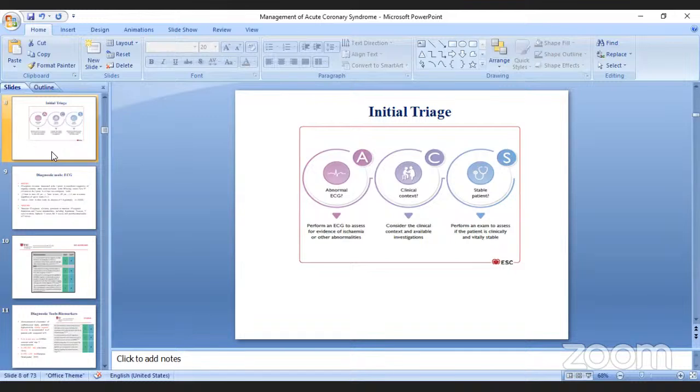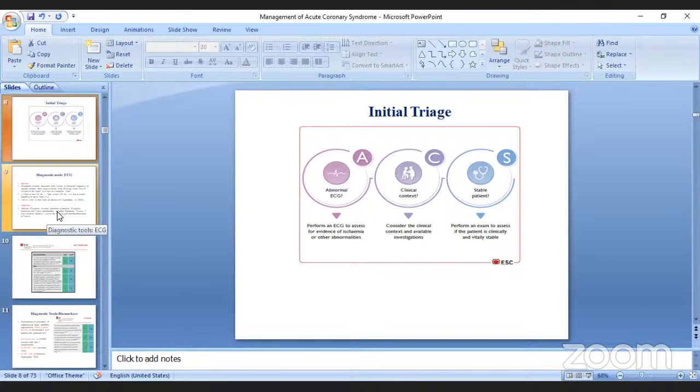Next, moving on to the S component, you have to check the vitals of the patient to classify whether they are hemodynamically stable or unstable, especially the patients who come in shock. And going on to A is abnormal ECG. ECG should be done within 10 minutes of the patient's arrival. And that has to give us an idea whether it is a normal ECG or whether it is an ST elevation MI or a non-ST elevation MI.